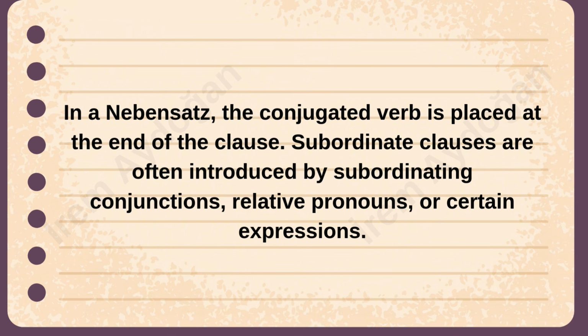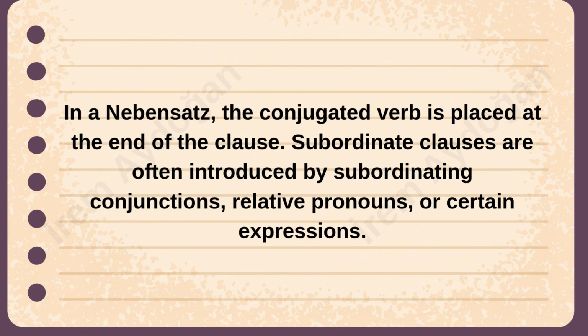In this lesson, we're going to learn Nebensätze in German. In a Nebensatz, the verb is placed at the end of the clause. Subordinate clauses are often introduced by subordinating conjunctions, relative pronouns, or certain expressions. This subject is important because the conjunctions need some changes in the sentences, so we're going to see all conjunctions on different pages with different examples in detail.